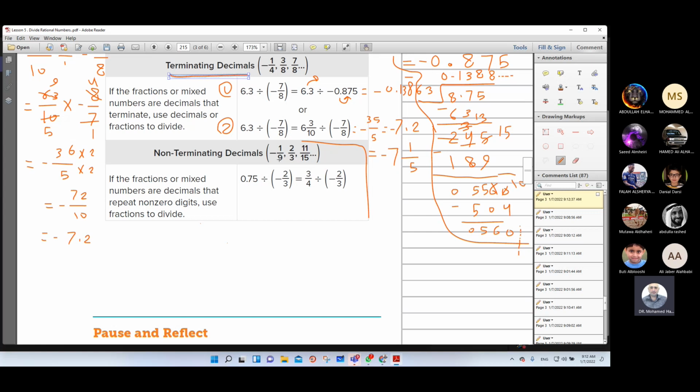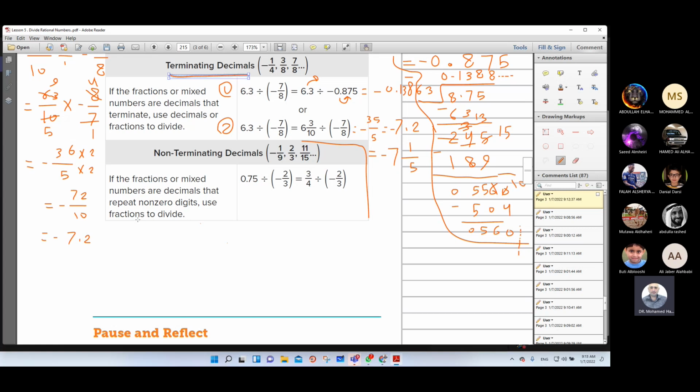If you try to convert this fraction to a decimal, you will get a repeating decimal, or non-terminating decimal. And it's difficult to divide by a repeating decimal. So in this case, when you have a fraction, keep it as a fraction and change the decimal to the fraction. If the fractions or mixed numbers are decimals that repeat non-zero digits, use fractions to divide.